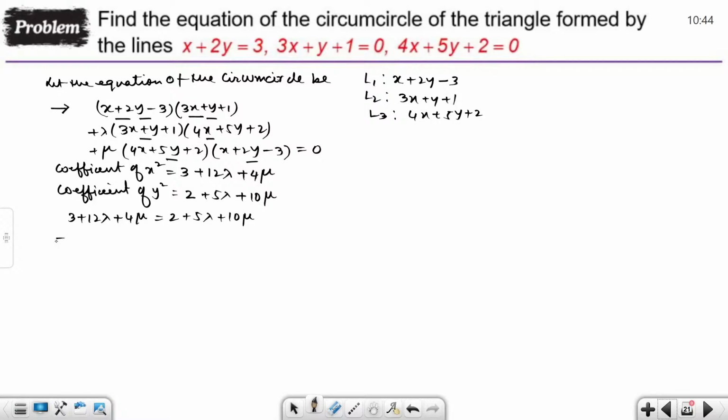So let me just simplify a little bit. 7 lambda minus 6 mu equals minus 1. Is it clear or not? Is this clear or not? So this is the first equation that we got.